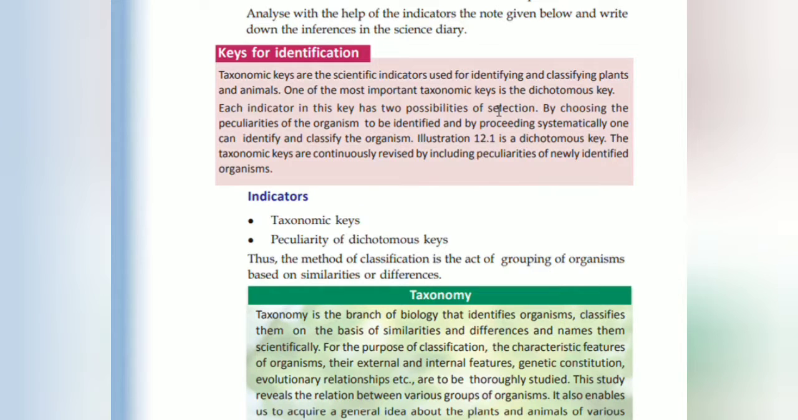To classify plants and animals, taxonomy is based on the species type.